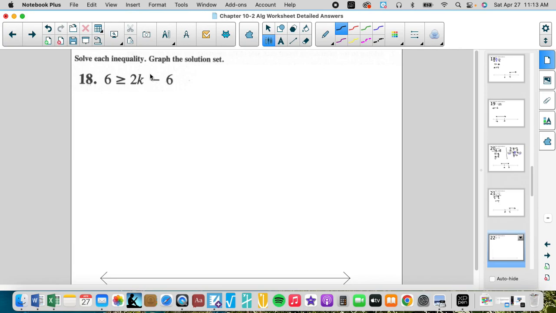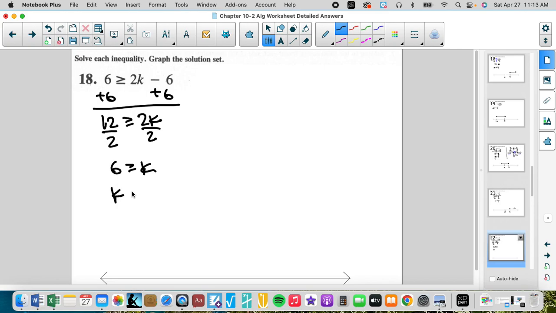What's happening to the variable? 2 things are happening to the variable. It's being multiplied by 2, and 6 is being subtracted. We get rid of things being added and subtracted first. That gives us 12 is greater than or equal to 2k. 2 is multiplying, so the inverse is divide by 2. So we get 6 is greater than or equal to k.